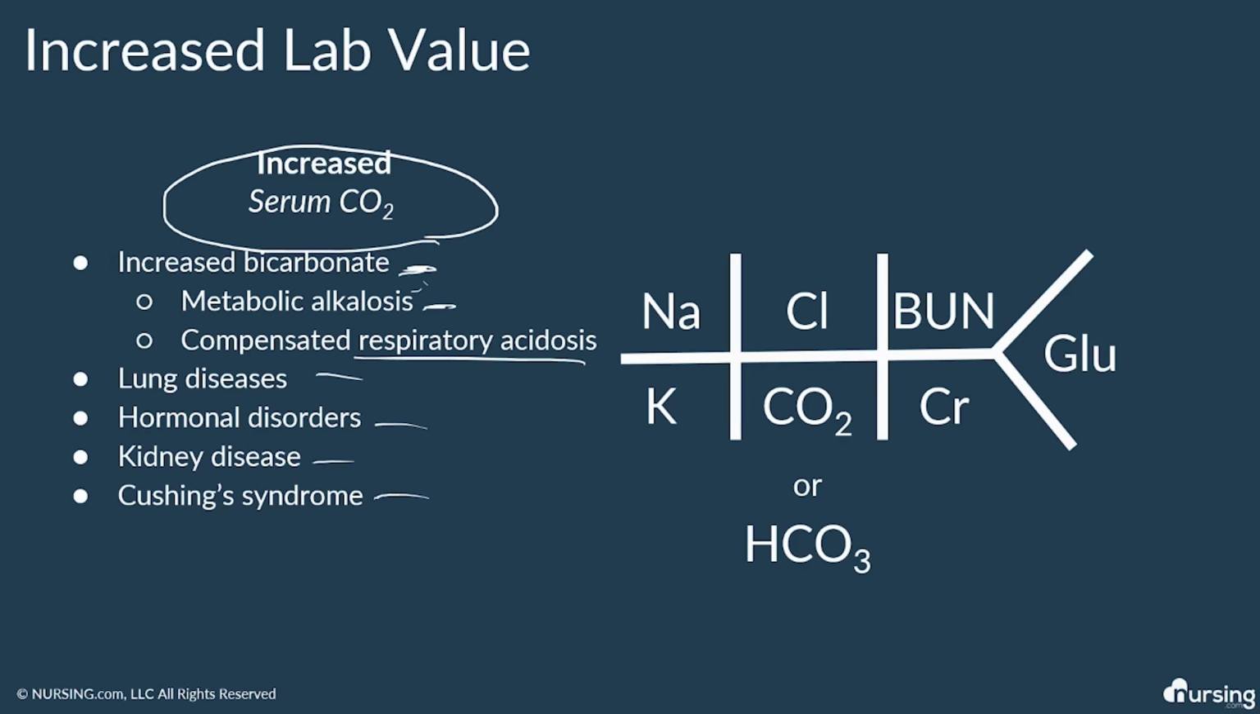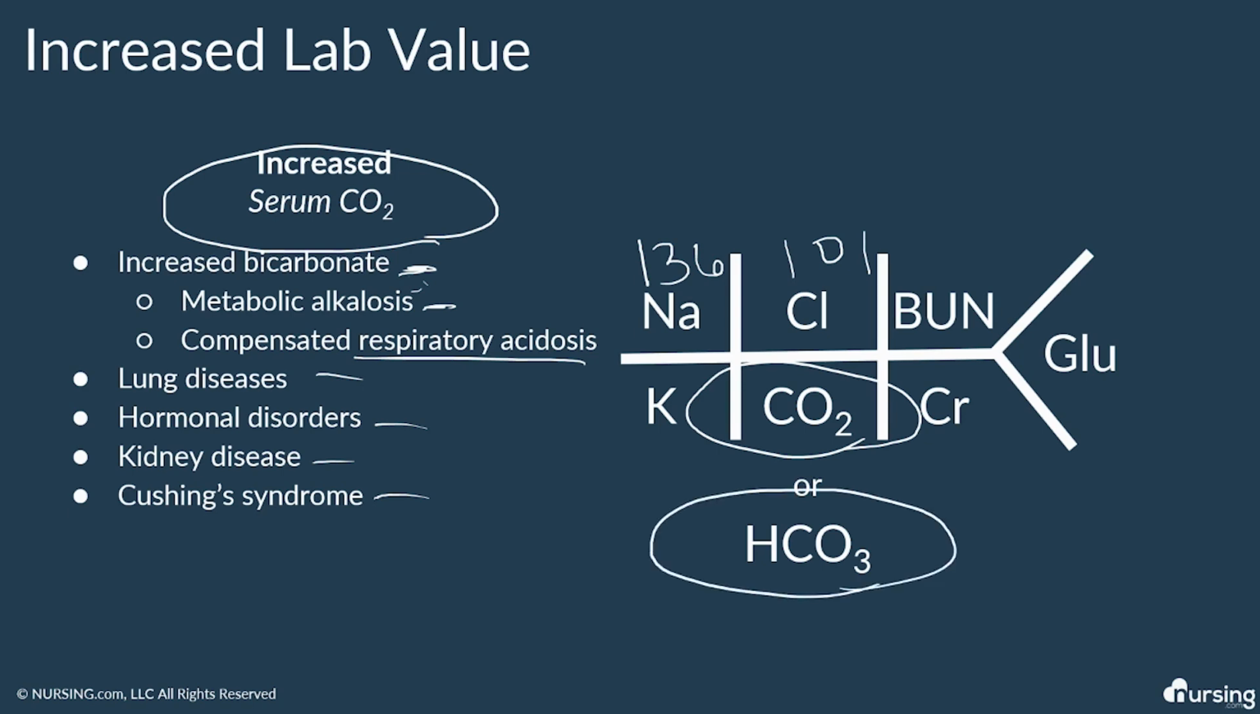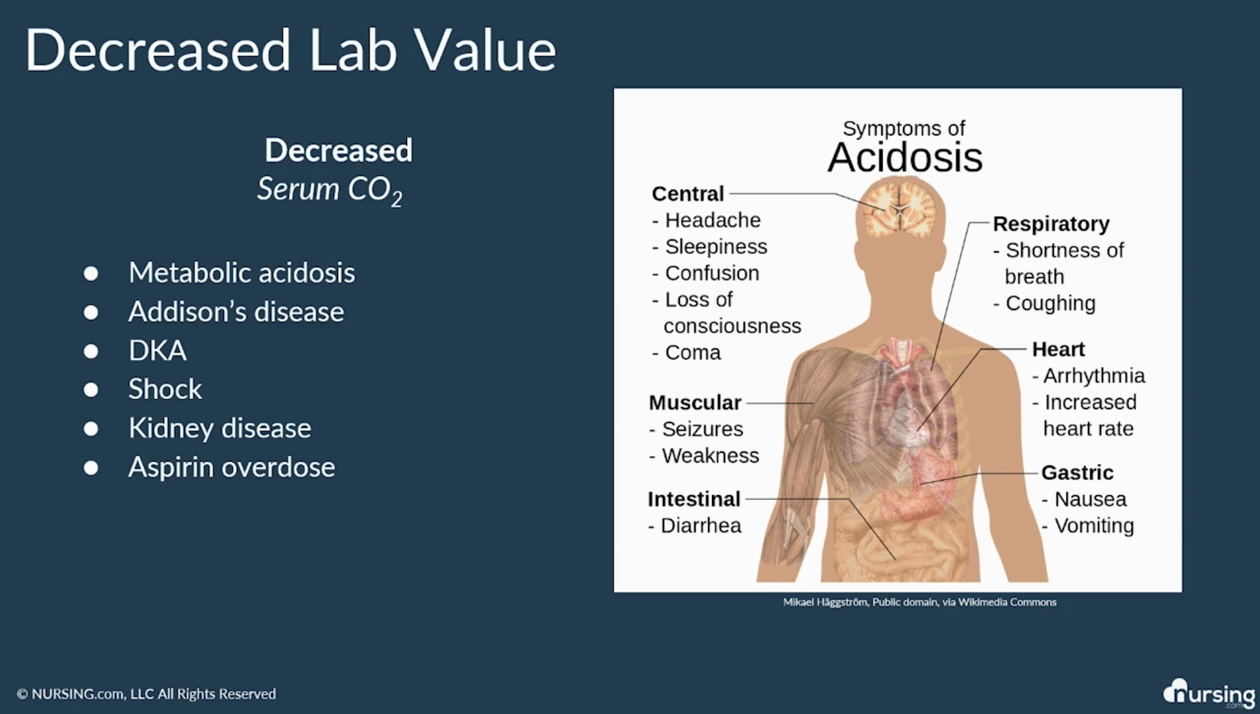Now, remember these lab skeletons where we write out our values on our patients and report them? Well, lab skeletons can either be written as the CO2 value or the bicarb value, since that's what we're actually looking at. A decreased serum CO2 value indicates metabolic acidosis. This would be someone's case in Addison's disease, diabetic ketoacidosis, shock presentation, kidney disease, or with an aspirin overdose. Now remember, these signs and symptoms can be a little generic, so it's always about that full clinical picture.